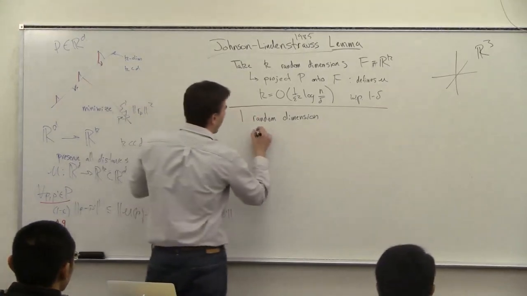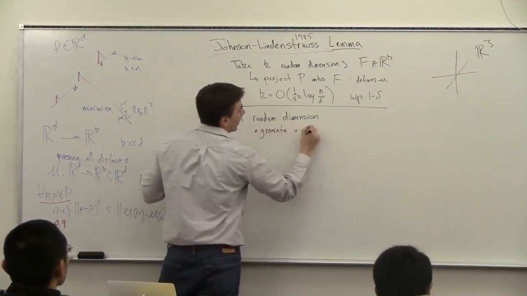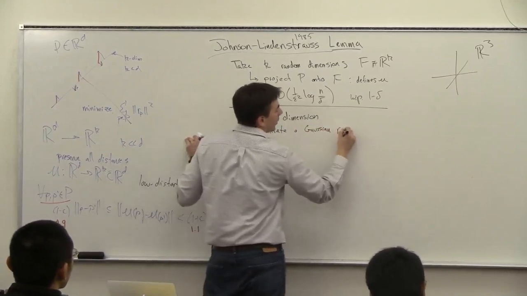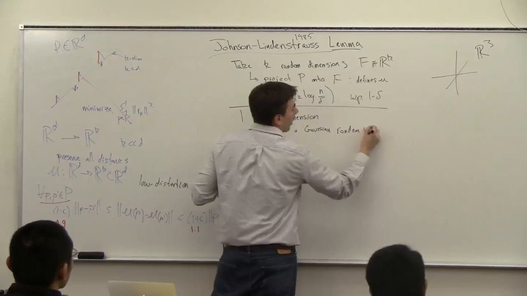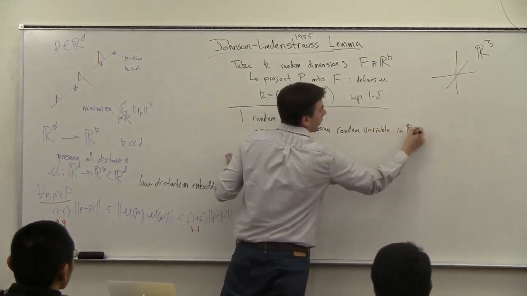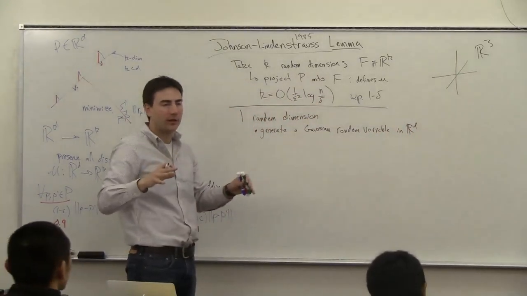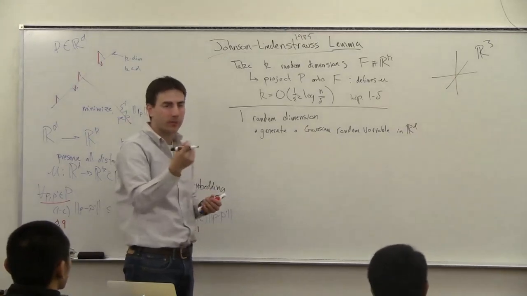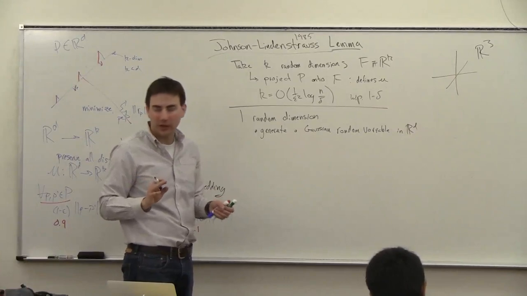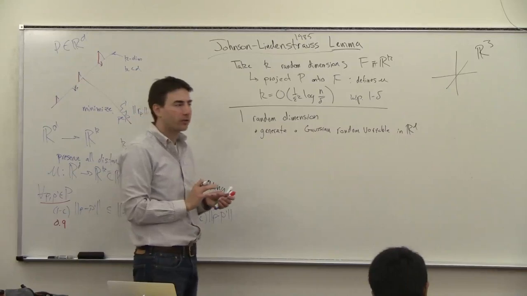So you generate a Gaussian random variable in R^D. I look at a Gaussian in D dimensions, and I pick a random point from this Gaussian. We talked about how to do this earlier, and this was actually the third part of the homework, which most of you did.